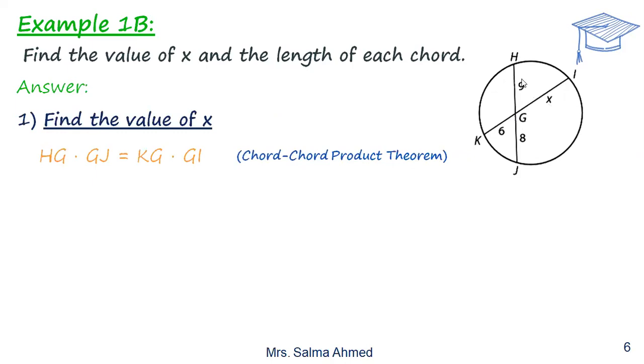I'm going to substitute: 9 times 8 equals 6 times X. 9 times 8 equals 72, and that equals 6X. By dividing 72 by 6, it gives me X equals 12.